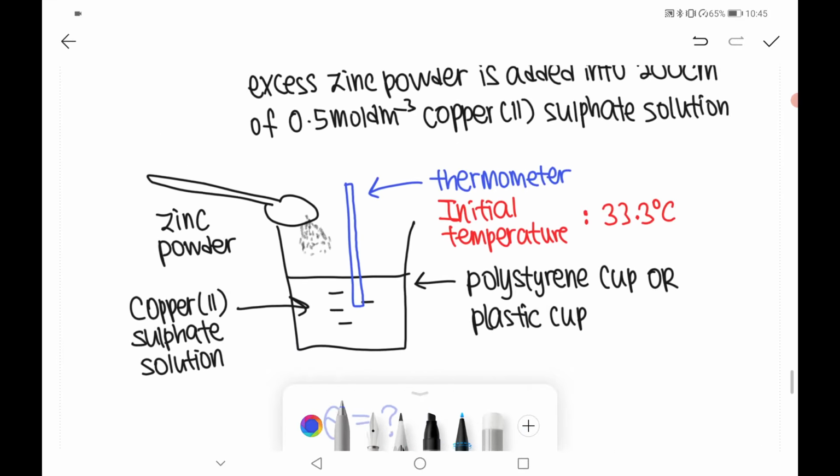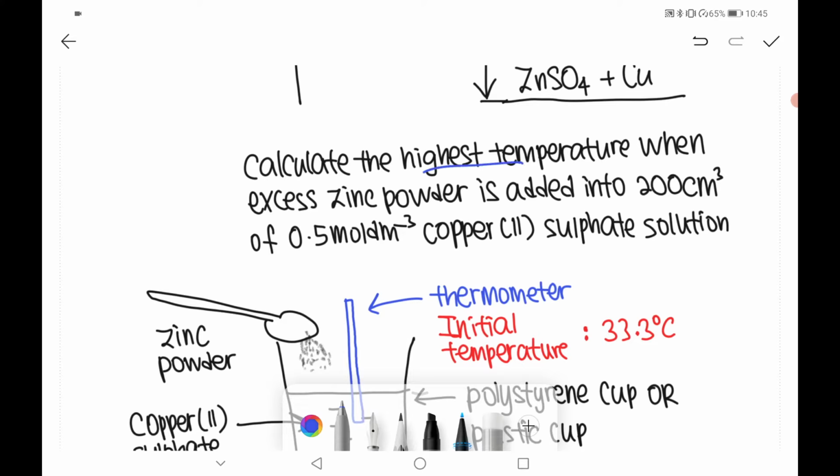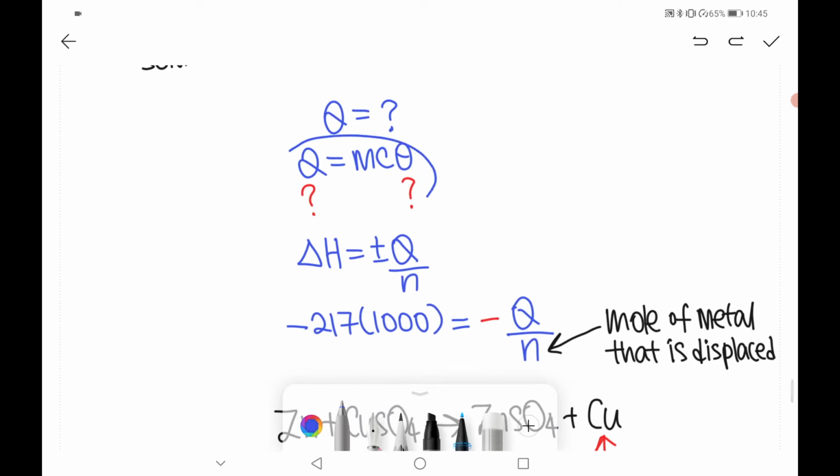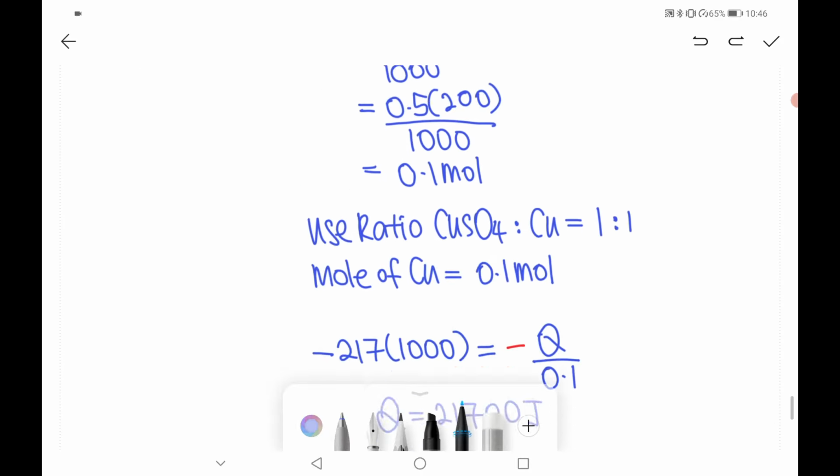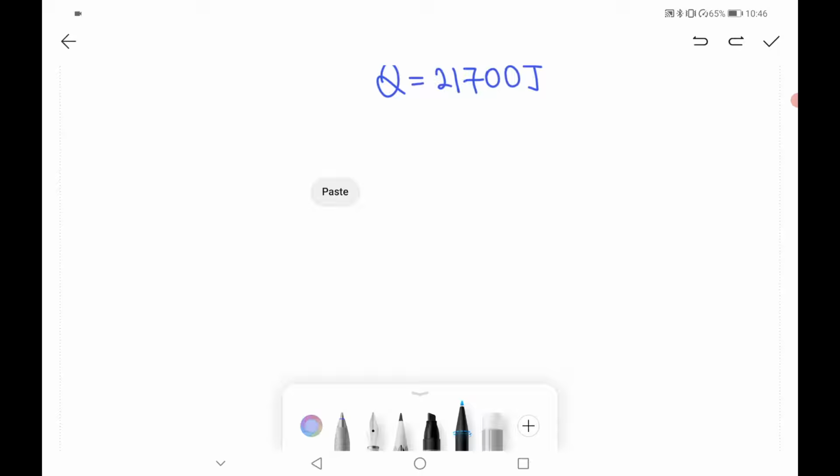Remember, we want to find the temperature. So for temperature, we need to use Q equals mc theta. Just now we didn't know the Q, but now we already know it. So I copy this equation and put it here. So the Q we know already: 21,700 equals the M.